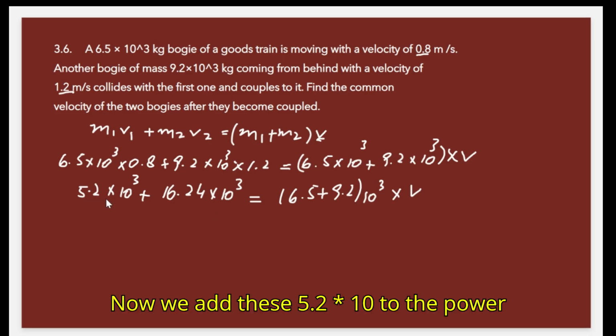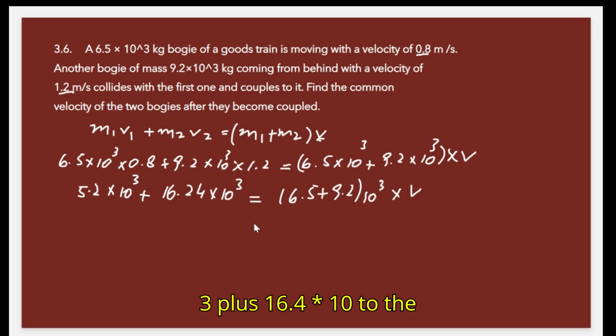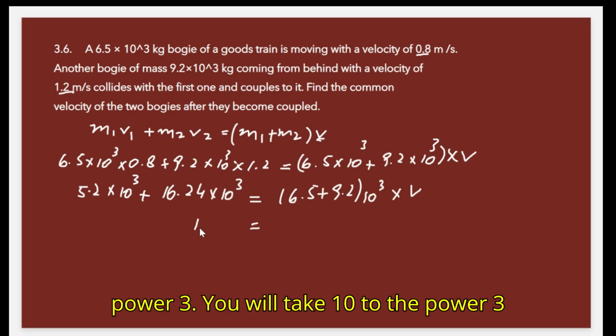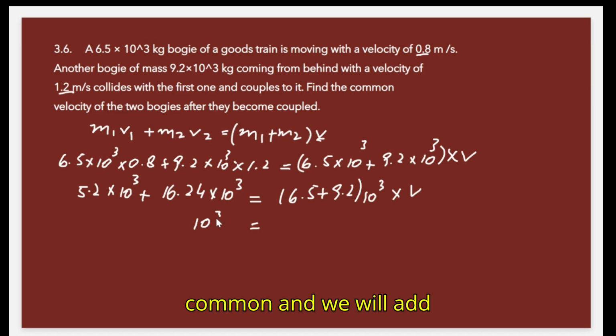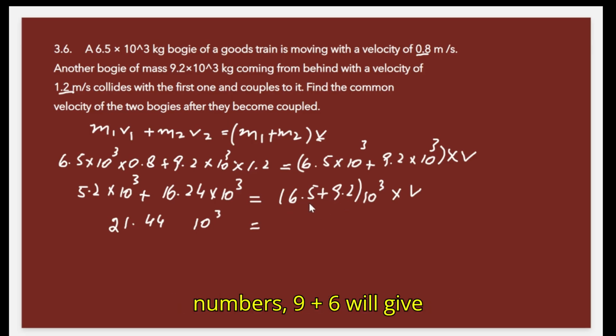Now we add these: 5.2 into 10 to the power 3 plus 16.24 into 10 to the power 3. We will take 10 to the power 3 common, and we will add 5.2 and 16.24. 16 plus 5 will give us 21, sorry, 21.44. And similarly, when we add these two numbers, 9.2 plus 6.5 will give us 15.7 into 10 to the power 3.